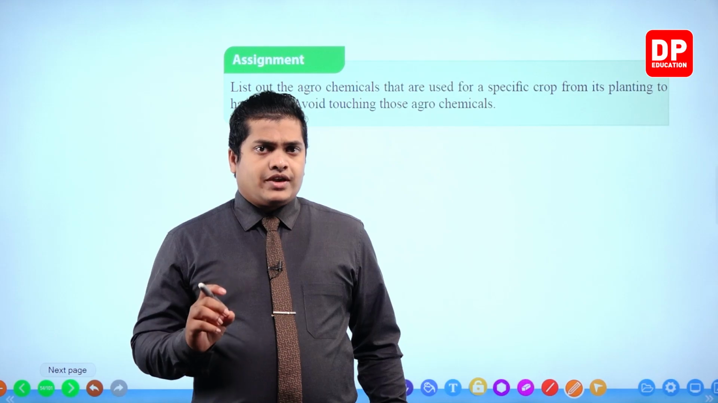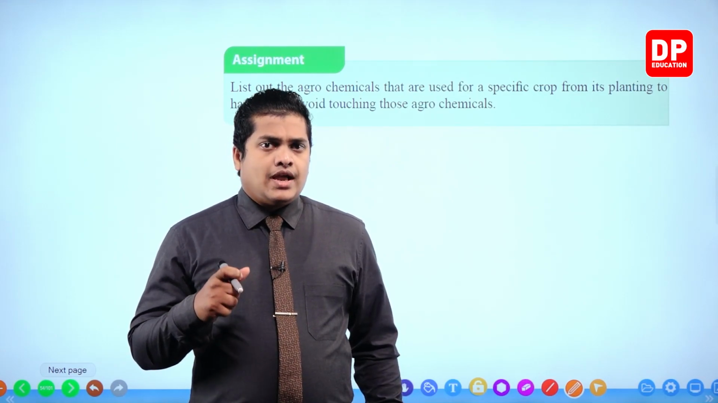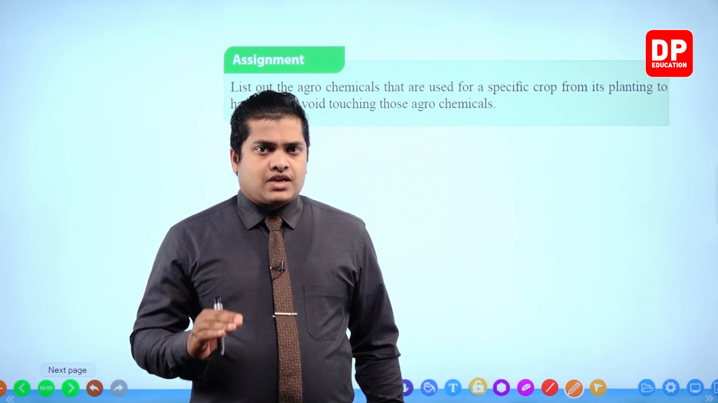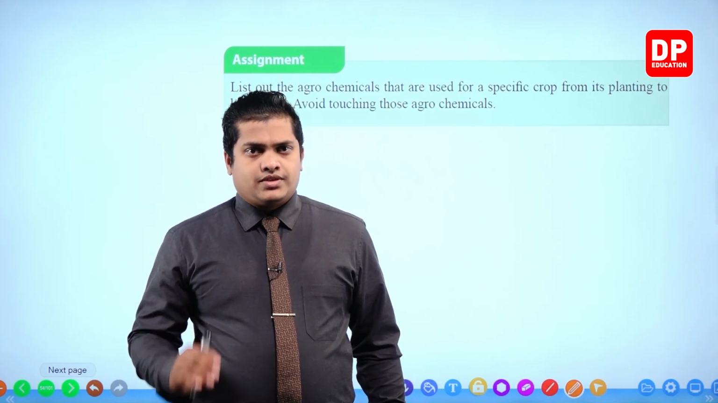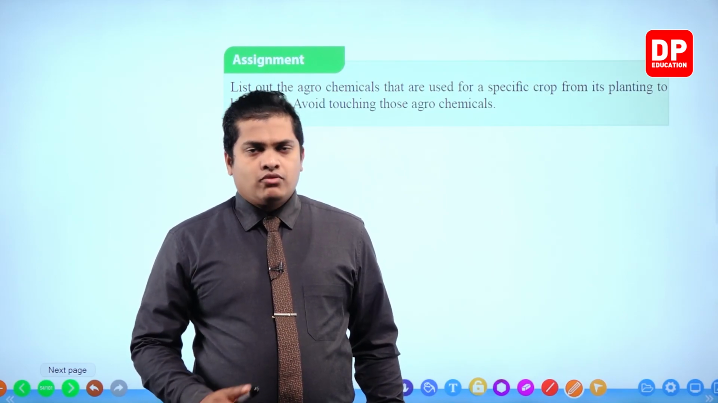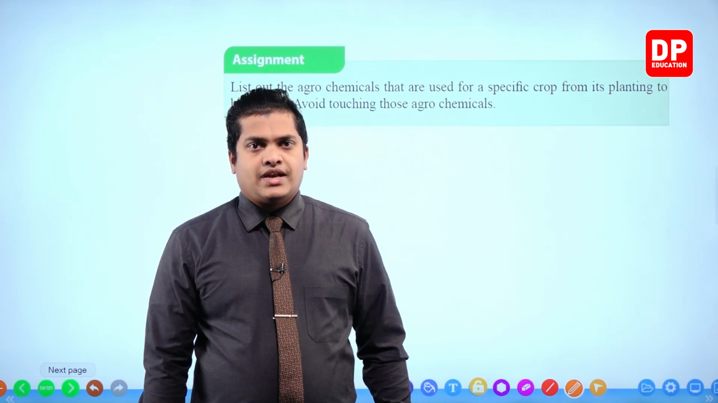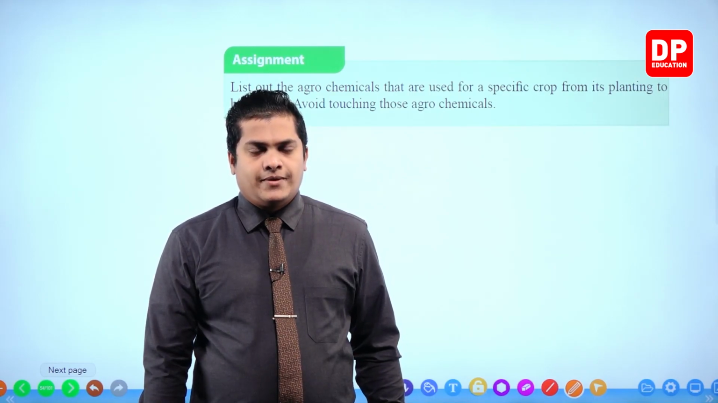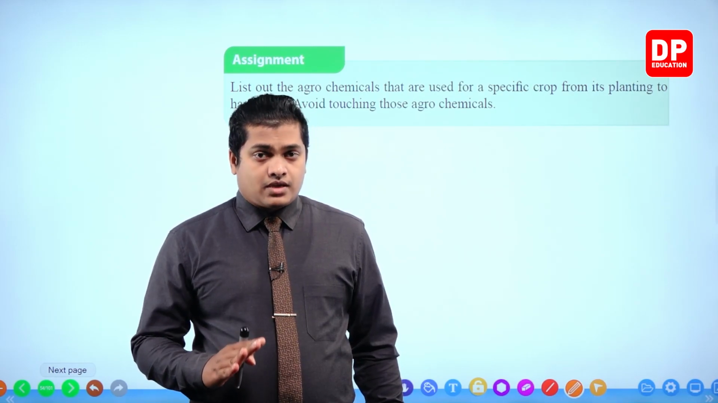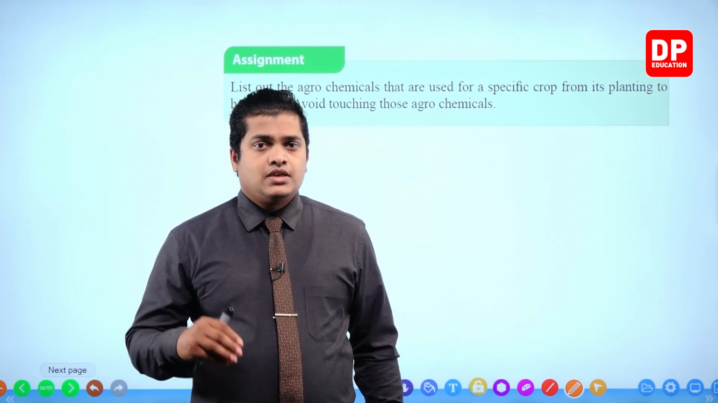Like that, you have to find out other different kinds of chemical substances which are being added for agricultural purposes, starting from smaller plants to larger ones. Find out the details, my dear children. That way, you will get to know what types of chemicals are being added to the agricultural lands. Like I said previously, there can be different kinds of agricultural chemical substances.